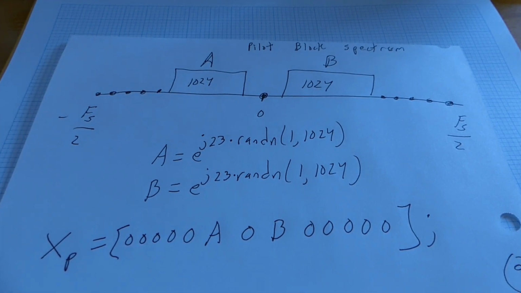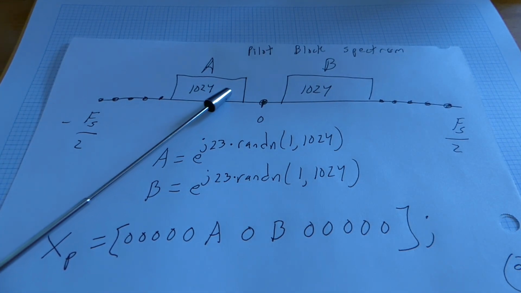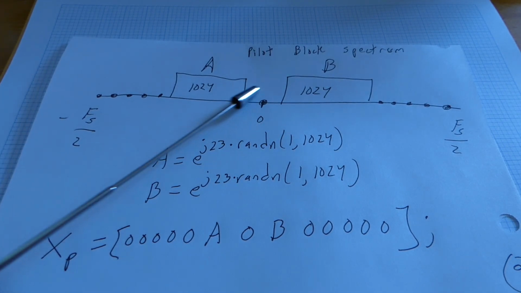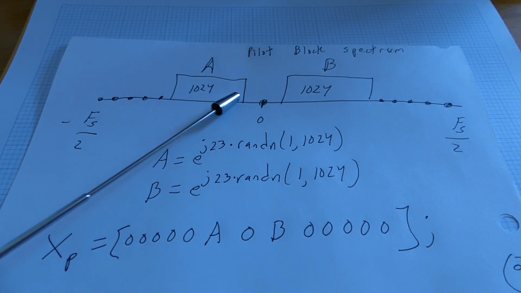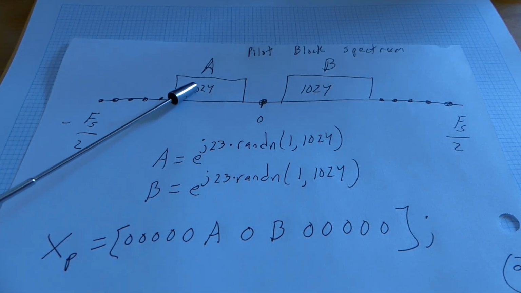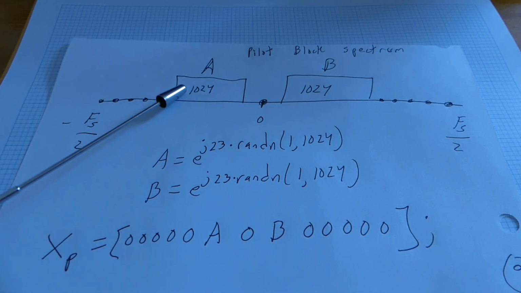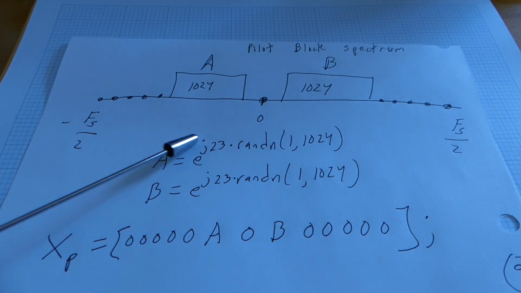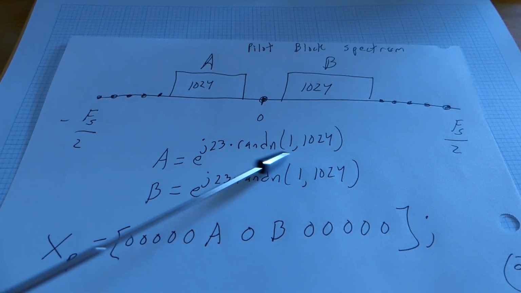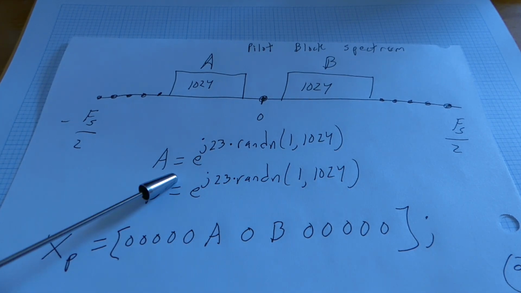Alright, so let's get a little bit more detail in our pilot block. Our pilot block is basically going to be all ones for A and all ones for B. Now, if we made all these have zero phase, that would not be very good because they would all constructively add up and you'd have no signal. So one way to get around that is to make all the phases random. And that's what we've shown here.